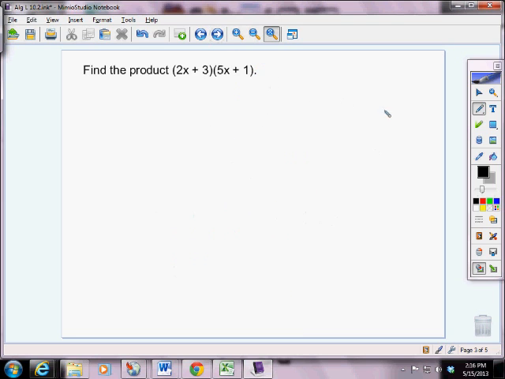Let's look at one more example. It says find the product of 2x plus 3 times 5x plus 1. Again, if there was subtraction, we change it to addition. But using FOIL, our first terms, that's 2x and 5x. 2x times 5x is 10x squared. Don't forget that this is x to the first and x to the first.